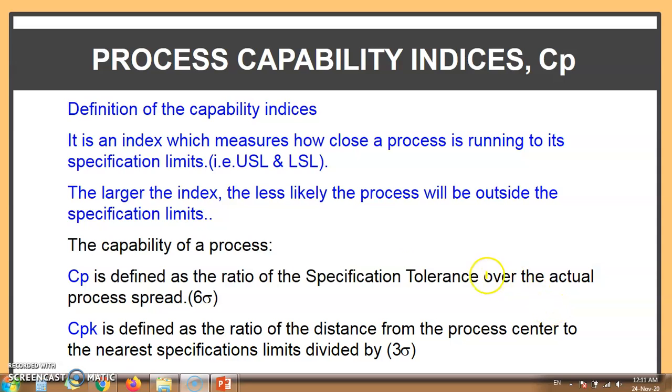Today, I will introduce, beside the CP, we need another index to measure our process capability, which is CPK. CPK is the ratio of the distance from the process center to the nearest specification limit divided by 3 sigma.